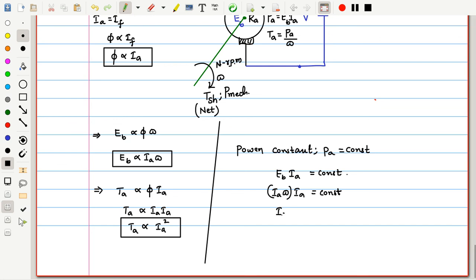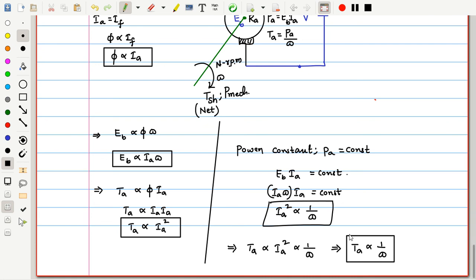So now see here, Ia square is proportional to 1 by omega. This is also one of the important relationships. Now, once Ia square is proportional to 1 by omega, the conclusion here is that the torque developed across the armature is proportional to Ia square, where Ia square is proportional to the reciprocal of the angular velocity. So, can we say from this that Ta is proportional to 1 by omega? We use all these boxed pieces of information to draw the characteristics.